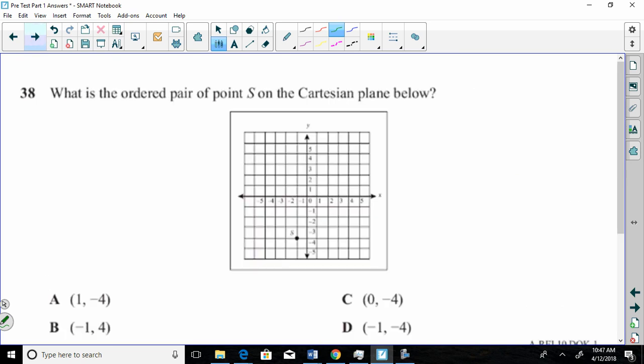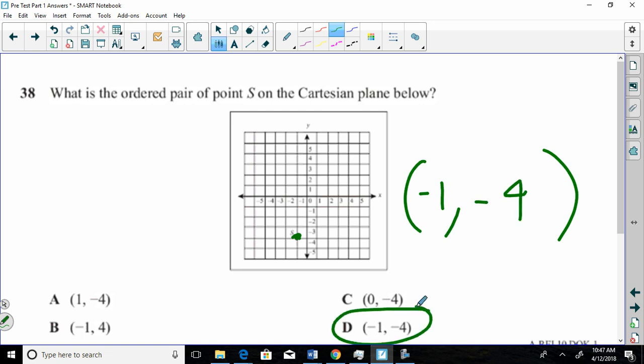Almost there. This ordered pair, what's the x coordinate? Negative 1. And what's the y? Negative 4. So what's your answer? D. It's just asking for the point, the coordinates, right here.